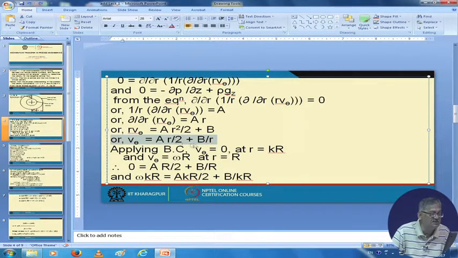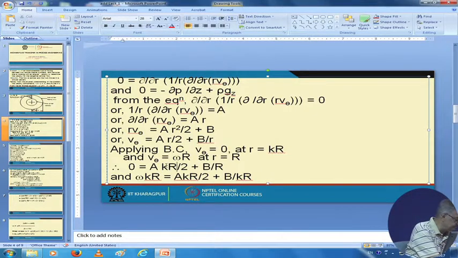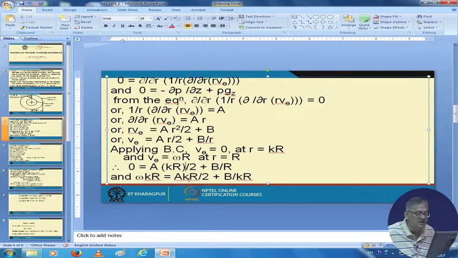So, it is A r by 2 plus B over r. Here we have to apply that v theta is equal to omega R at r equal to R. So, from the first boundary, v theta is equal to 0 at r equal to kR. If we put that, v theta is equal to 0. So, here it is kR square. Here it is then kR square.